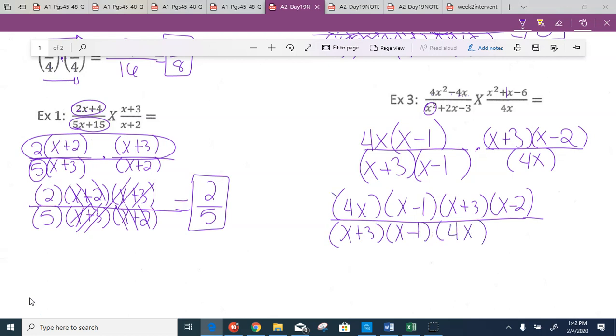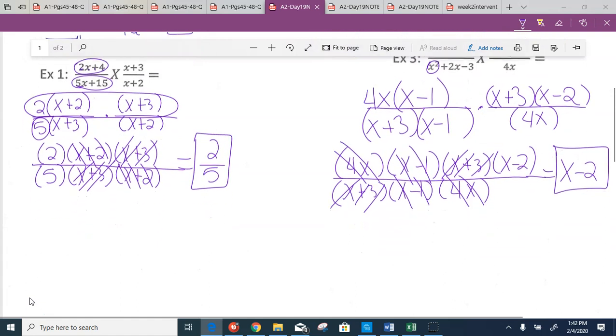Canceling out all like terms in the numerator and denominator. 4x is our first to go. The x minus 1s are good to go. The x plus 3s are good to go. So all I have left as an answer now is the singular x minus 2. There's my answer. So basically all we're doing is just factoring and simplifying by canceling out common terms in numerators and denominators.